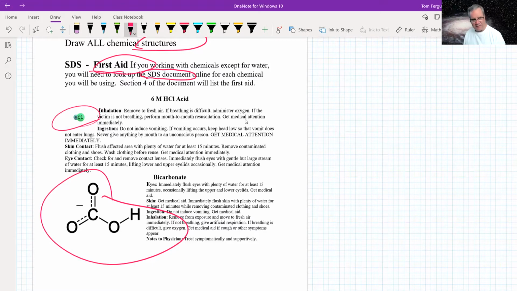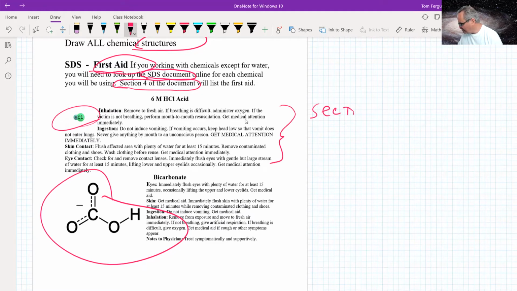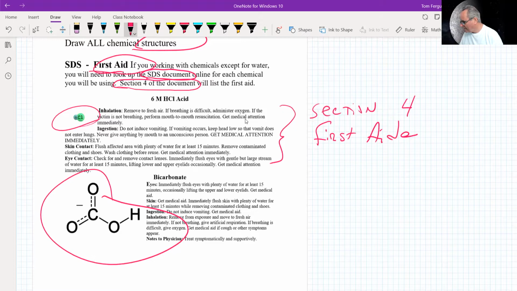The first aid comes from the SDS document. SDS stands for Safety Data Sheet. Okay. And each chemical comes with an SDS document. On section 4 of the SDS document, you'll find the first aid. That's what goes here. So this is section 4. First aid.